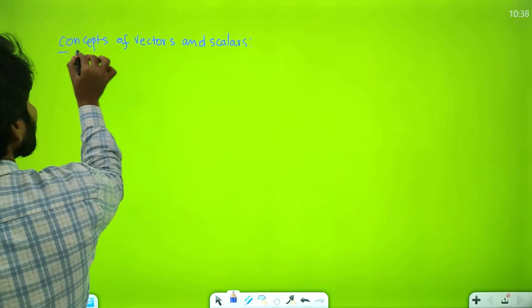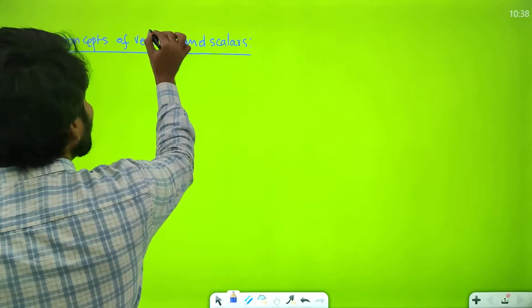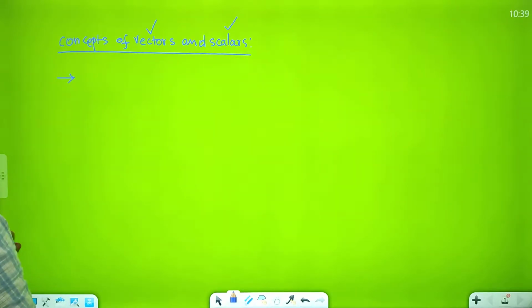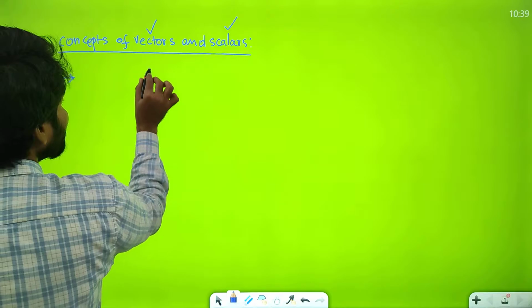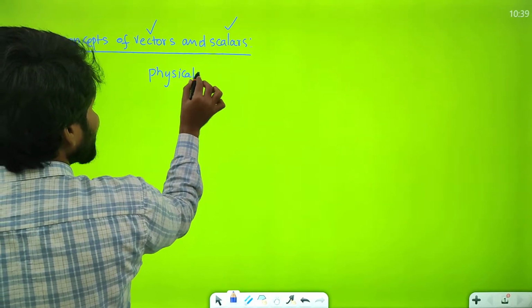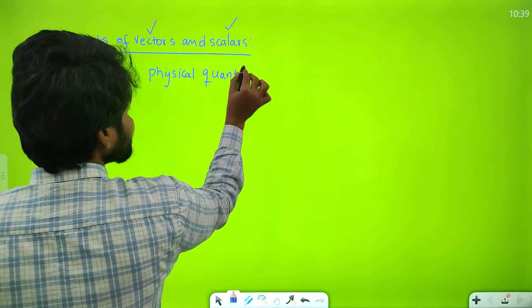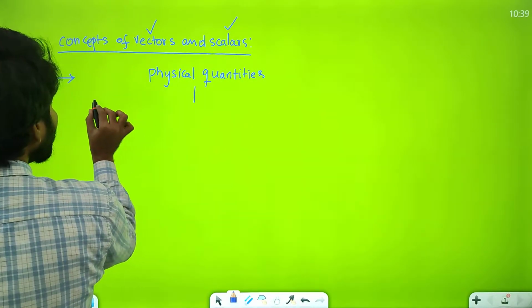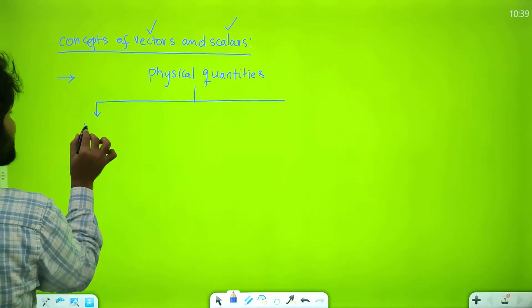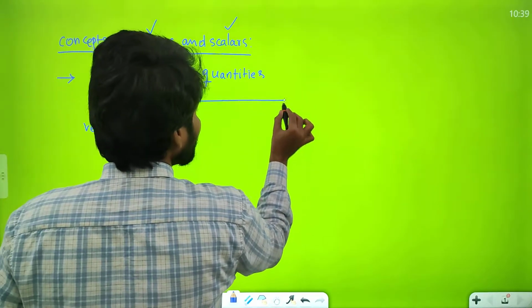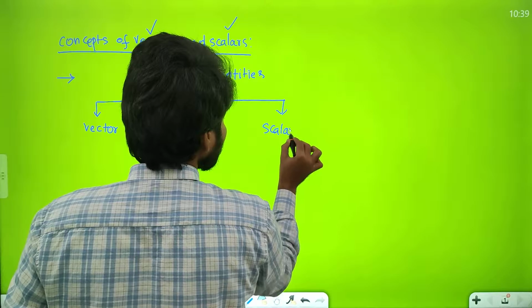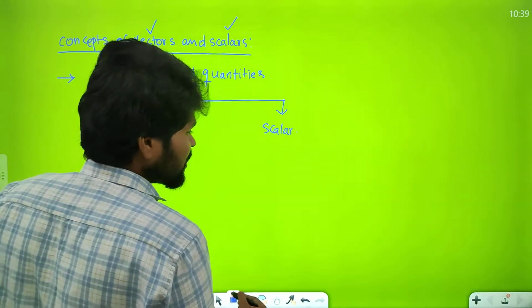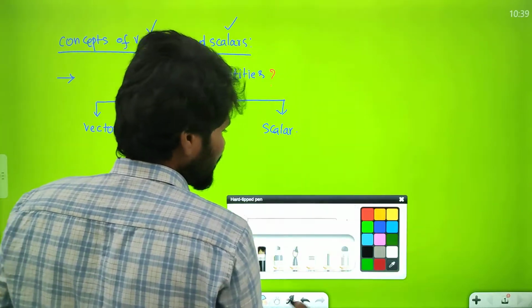Okay, so before I explain what is a vector and what is a scalar, first I wanted to give the definition of vectors and scalars. So see, we already know we have physical quantities. These quantities are divided into two types. One is vector and another one is scalar. So now you can ask, sir, this is the vector and this is the scalar, but what is a physical quantity? Let's take a concept.